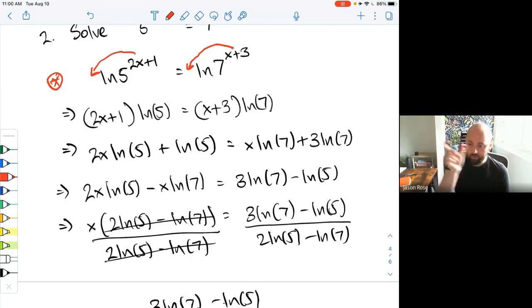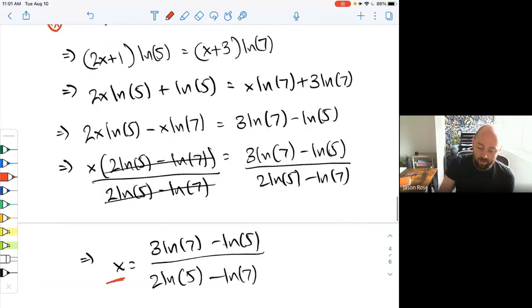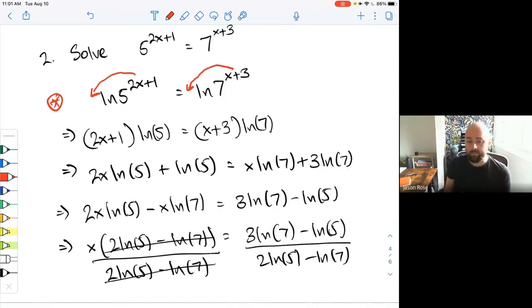2x plus 1 was the power, it comes down in front. x plus 3 was the power, it came down in front. And after that, we're now just trying to isolate to get x on its own down here. So what do we have to do? If you see x is tied up inside of brackets, well, you'd better multiply out the brackets. 2x times natural log of 5 plus 1 times natural log of 5, that's what you see here. x times natural log of 7 plus 3 times natural log of 7, that's what you see here.